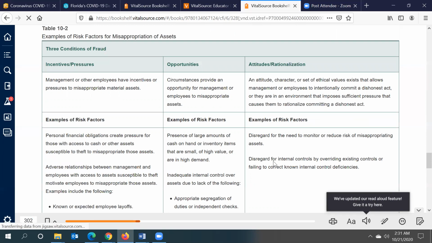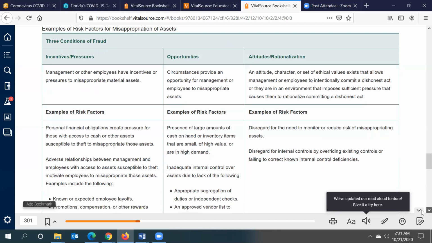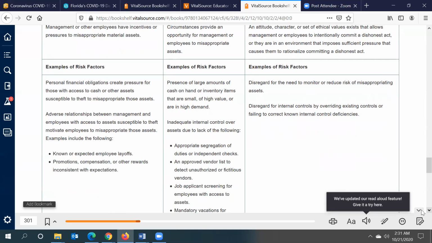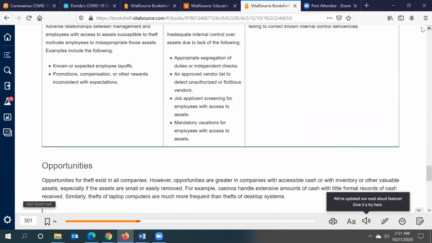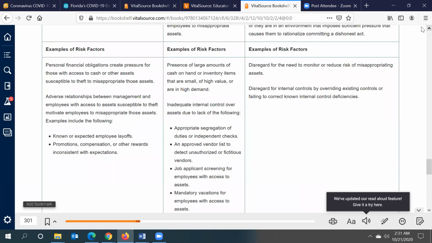Examples of risk factors for misappropriation of assets. So in the previous table, that was about management fraud, or how the management can deliberately misstate financial statements. This table is about employee fraud, because an individual employee has a motivation to steal assets or misappropriate them. Same thing. So I will let you pause if you'd like to read this. And there's everything for you. Then going back to 301.